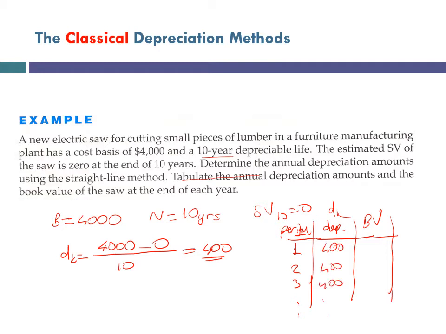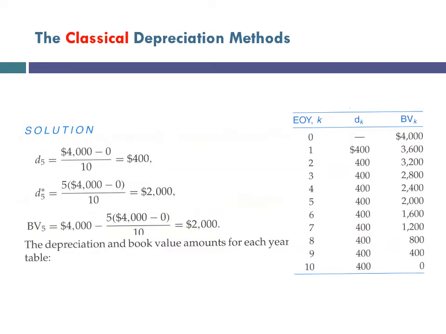It goes like this. And the book value at the end of year 1 will be 4,000 minus 400, which is 3,600. At the end of year 2, we need to subtract another 400, which will be 3,200. Subtract another 400, and etc. And we need to fill in this table until the end of the 10th year. And if you do so, at the end of year 10, you see the book value reaches 0.